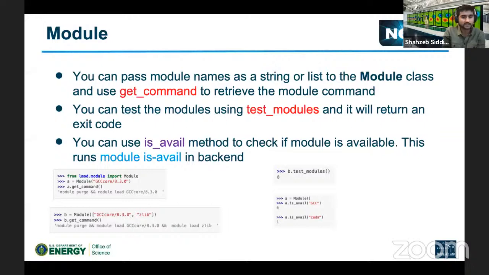You can also pass in a list of modules, so you can pass either a string or a list. So we can say, I want to pass in GCC core and zlib. And if you call get command, it will show you that both modules are loaded. You can also test the modules. So if you load some module in some instance, you can use the test modules method, and it will actually test the module load and give you a return code.